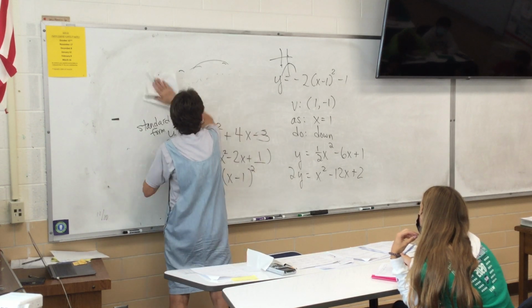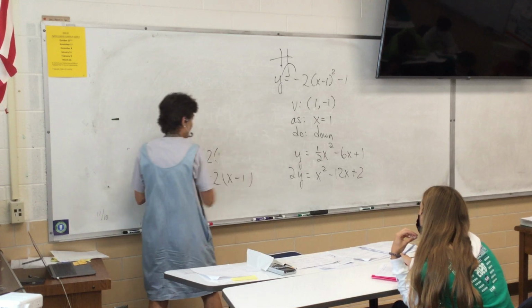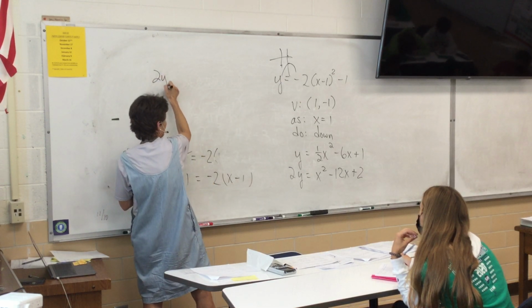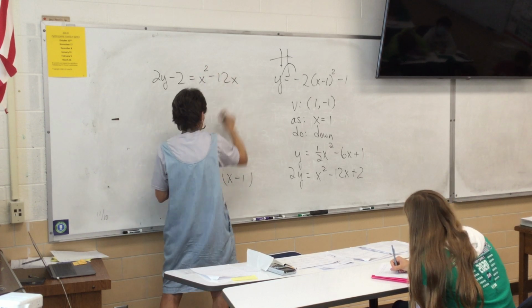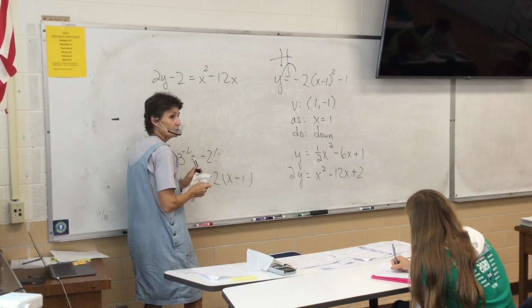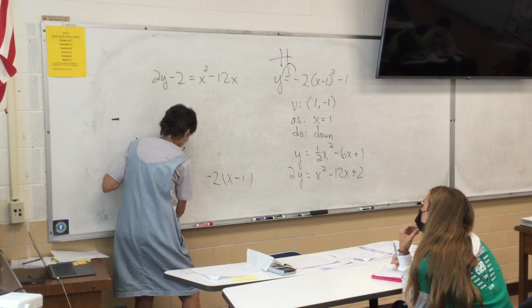Now, when I do that, I'm still going to have to move my 2 over. So I'm going to have 2y minus 2 equals x squared minus 12x. Everybody okay with that? Think, don't just nod at me and stare at me, people. Think.